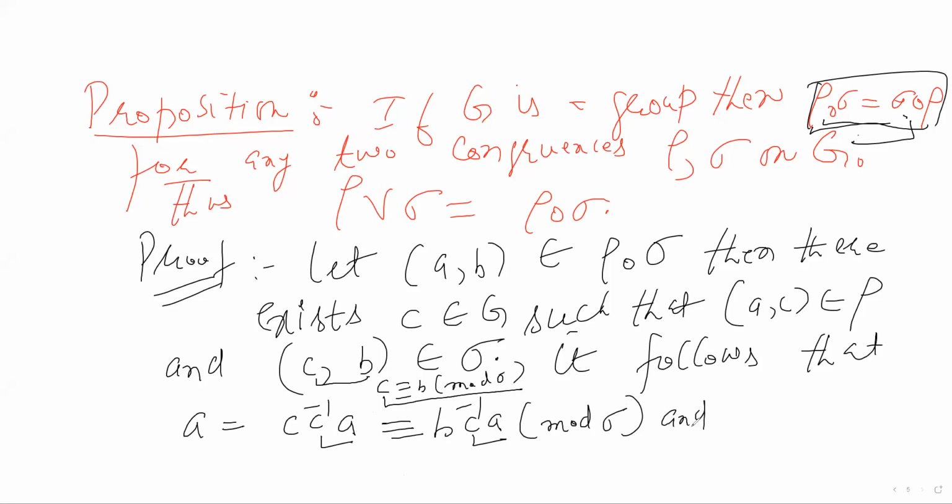Similarly, B C inverse A is congruent to B C inverse C mod rho, because here we have A is congruent to C mod rho, so we can multiply by B C inverse from the left side by left compatibility, which is actually equal to B. So this is equal to B mod rho.